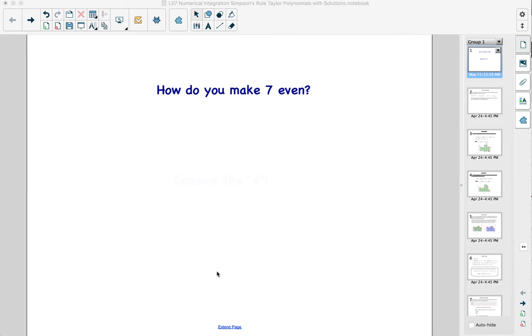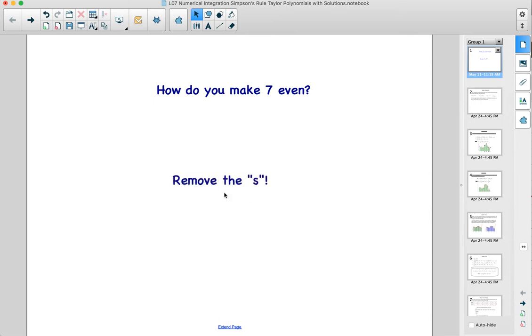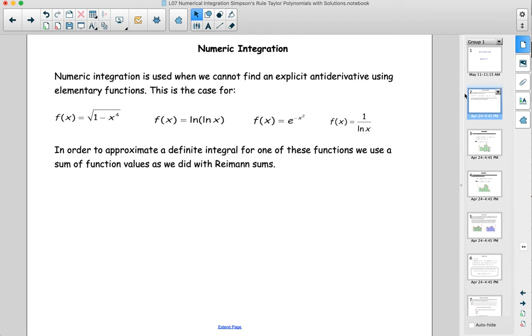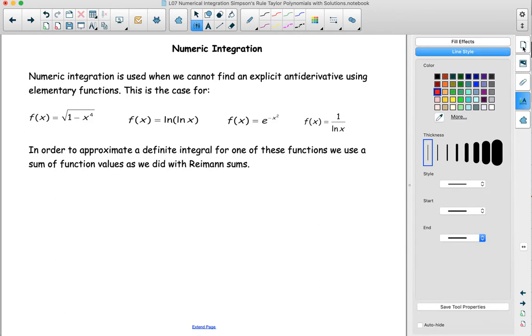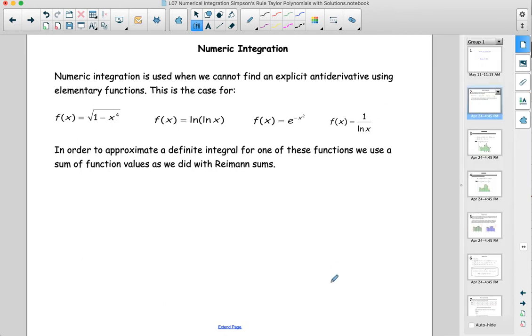All right, joke of the day. How do you make 7 even? Give you a few seconds to think about that. And then thinking in a non-mathematical sense, but in a maybe English language sense, simply remove the S. Ba-dum-tsh. Okay, moving forward. Want to make sure I've got my pencil ready to go. That's looking good.